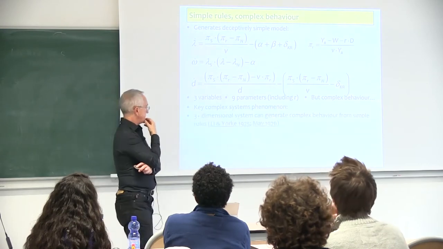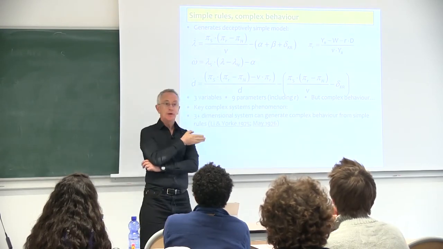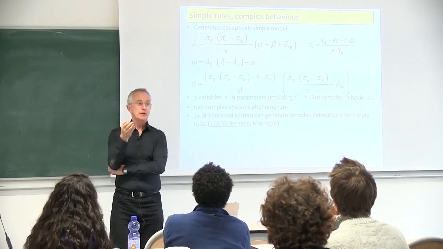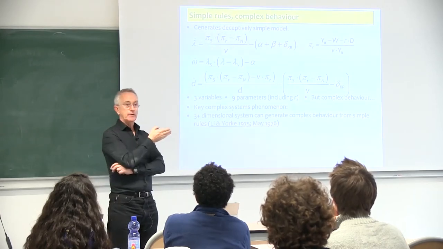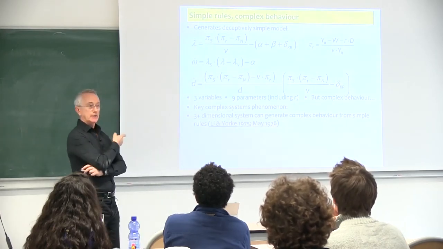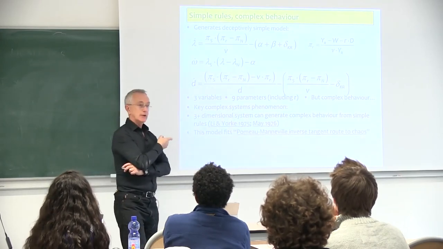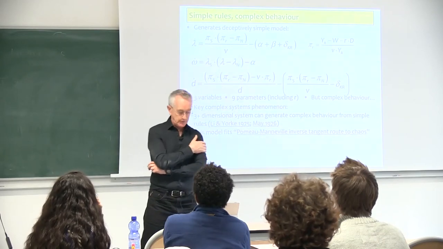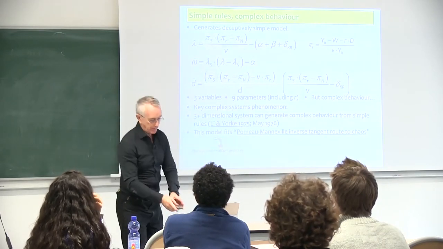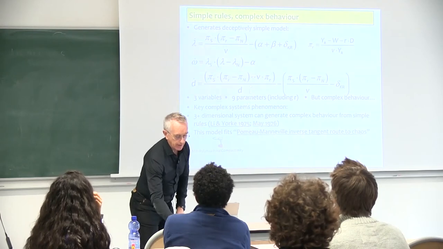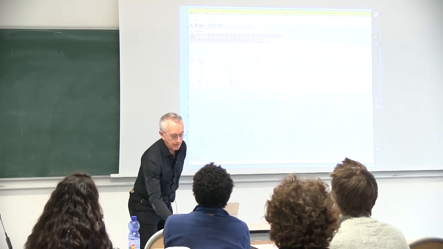But what you get out of it is the phenomena we know from complex systems, that a three-dimensional system can give you complex behavior. A very, very simple model like that can give you incredibly complicated behavior. And what it fits is known as the Pomeau-Manneville route to chaos. So to show that, this is where it might be worth moving forward if you can't see the logic.